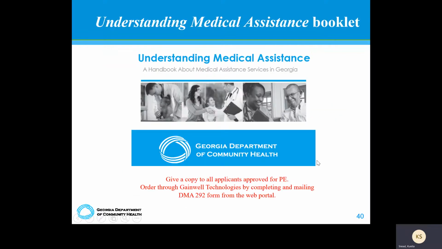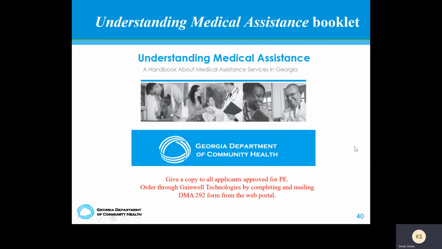The next one is an Understanding Medical Assistance booklet. This is just letting them know how Medicaid works in Georgia, how to apply, the different types of aid categories we have, and what it covers. It goes into the CMOs a little bit, so it gives them some good information if they don't already know about Medicaid in Georgia. So this is a booklet. I'm just showing you the cover page of the book.